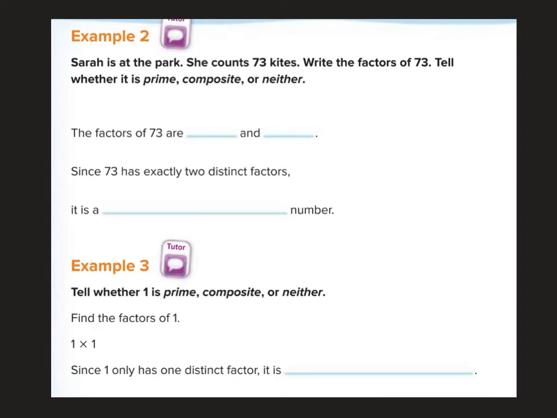All right, here we go. Sarah is at the park. She counts 73 kites. List all the factors of 73, and then tell whether it is prime, composite, or neither. What's the only one that's going to be neither? 1. All of the others are either prime or composite, so we know it's not neither. The factors of 73 are 1 and 73. 73 is a prime number because it has 2 distinct factors, and that's it.